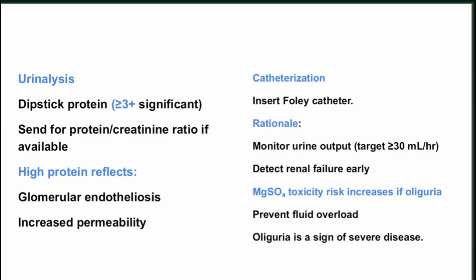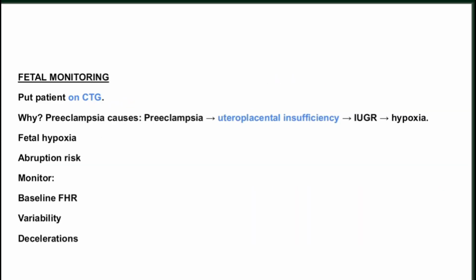Okay, so with that being said, we're also going to do our fetal monitoring, put the patient on CTG, because you know these patients are at risk of fetal hypoxia due to the uteroplacental insufficiency, which can cause intrauterine growth restriction, and also they're at risk of placental abruption. We're going to monitor the baseline fetal heart rate to make sure that it's not tachycardic or bradycardic, and there's no fetal distress. We're going to check for the variability and also the decelerations on the CTG.